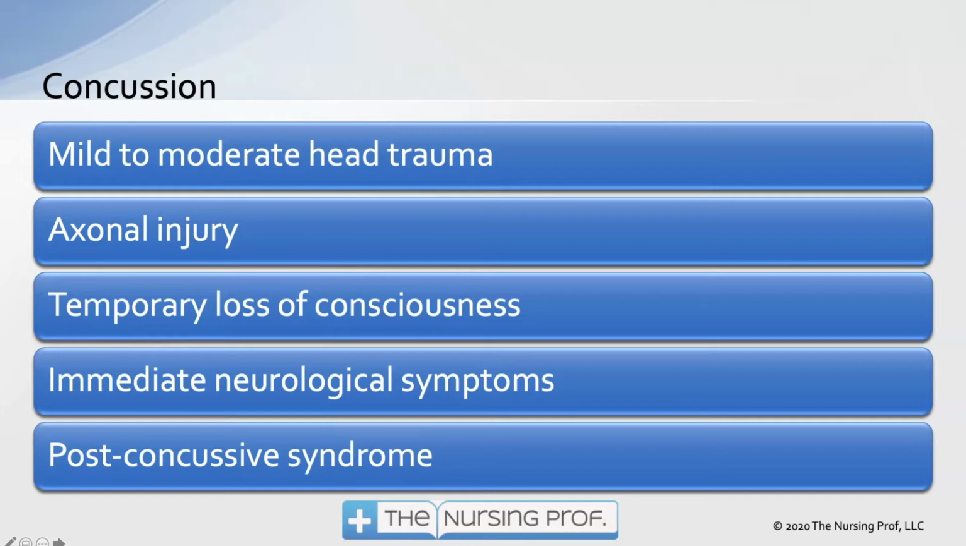What happens is that there is some injury to the neurons themselves, which can then lead to the patient developing a post-concussive syndrome, where the patient maybe has some memory losses or they have some photophobia. There's some type of neurologic symptoms that continue on well after the concussion.